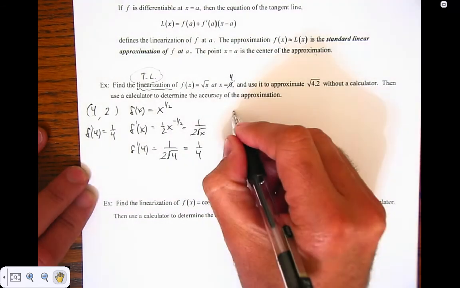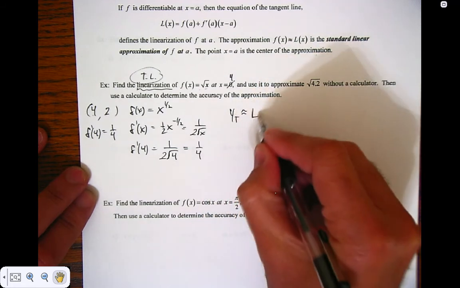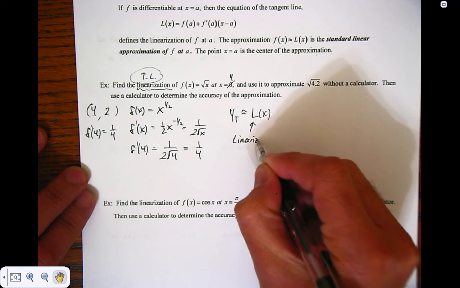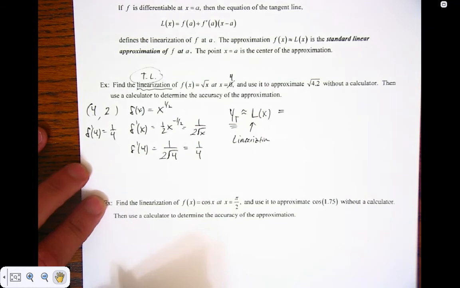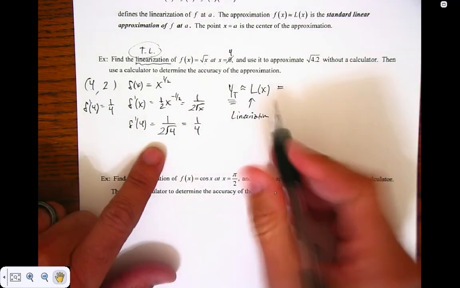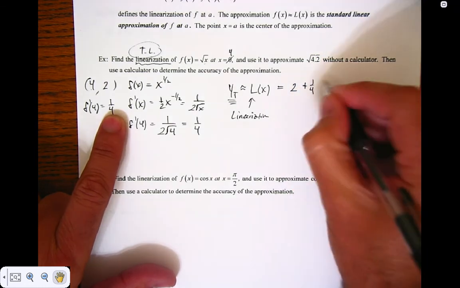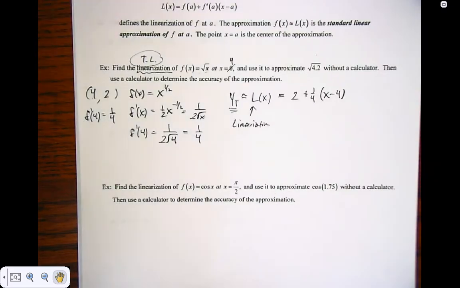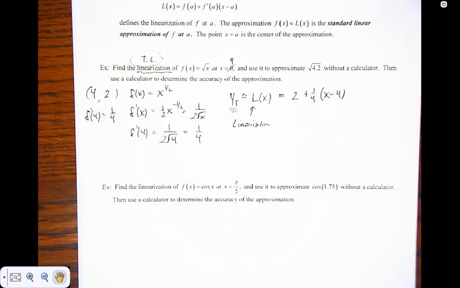So really what we found is this tangent line. But notation that they might use is this L of x, the linearization. So don't be freaked out. It's exactly the same as a tangent line. Like always, it's the y value, which is 2, plus the slope, which is 1/4, times x minus the x value of 4. So what did we do? We just found this guy. Now how do I use that?